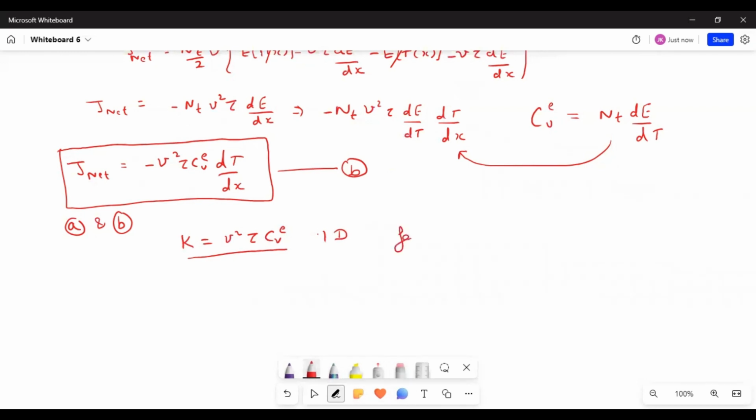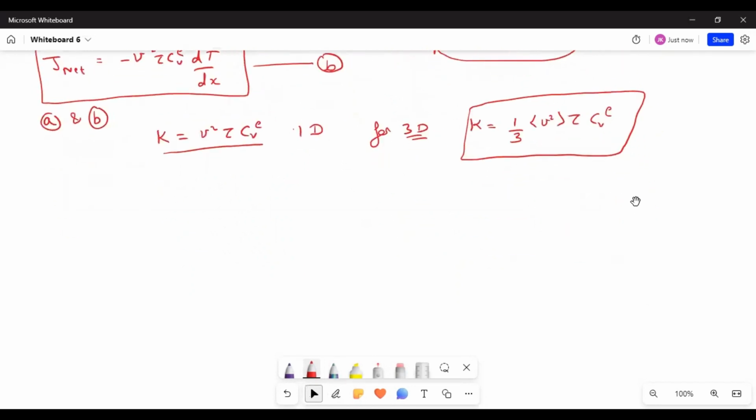But for 3D, it is 1 by 3 V square tau C_V. This is the expression for thermal conductivity from Drude model.